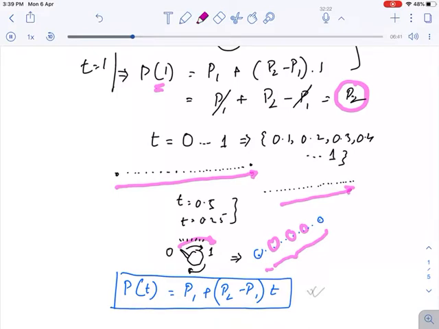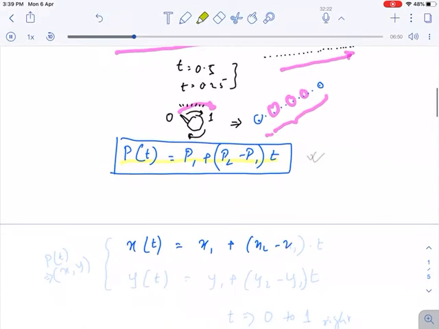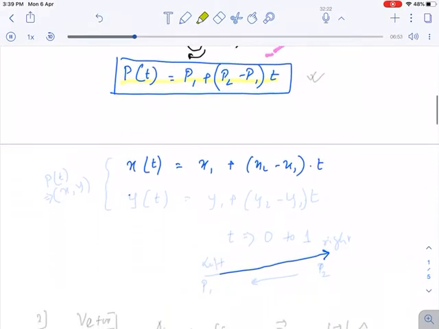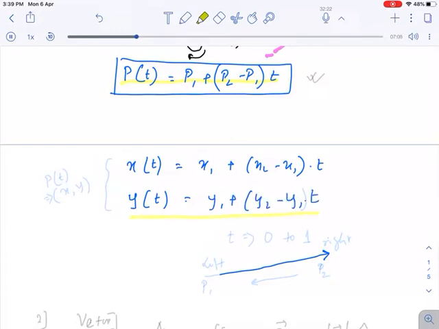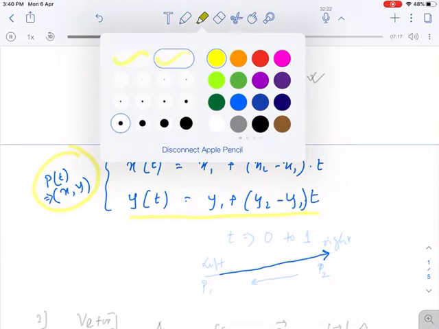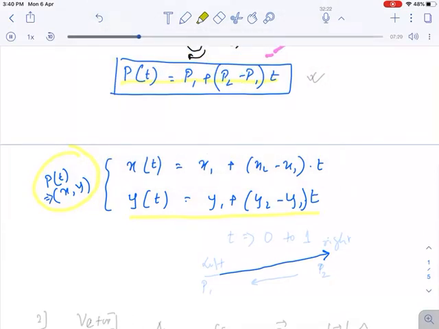Now if I want to represent x(t) and y(t), this is also the same. x(t) will be equals to x1 plus (x2 minus x1) into t, and y(t) is also the same: y1 plus (y2 minus y1) into t, when P(t) is represented by two dimensions x and y. So this is the parametric line equation.